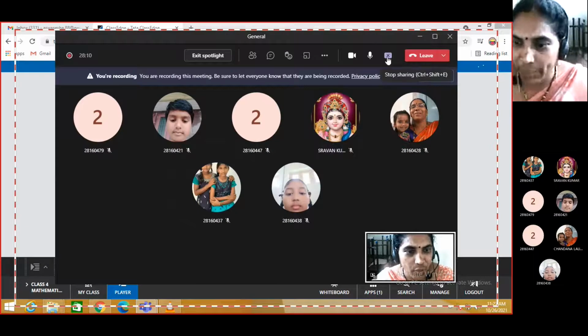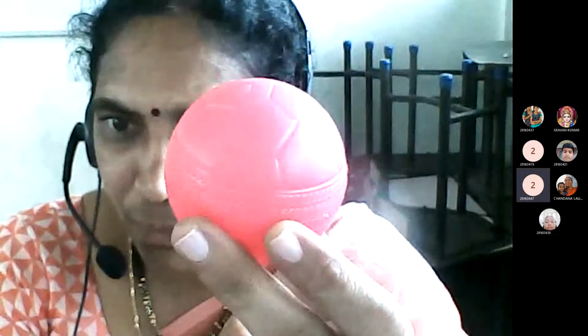We all love playing games. Saugant, what is your favorite game? My favorite game is cricket. Cricket. Then what all things do you need to play cricket? I use cricket bat, ball and wickets. Yes, cricket bat, ball, wickets. Here is a ball with me. What shape does it resemble? It resembles spherical shape. Yes, it resembles spherical shape.